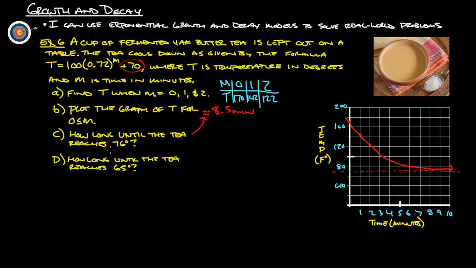How long until the T reaches 65 degrees? Well, since our asymptote's at 70, never. It'll never get below 70 degrees because that would be like the room temperature.